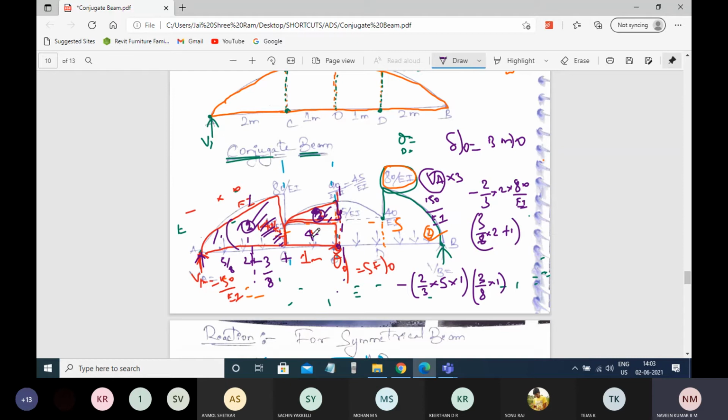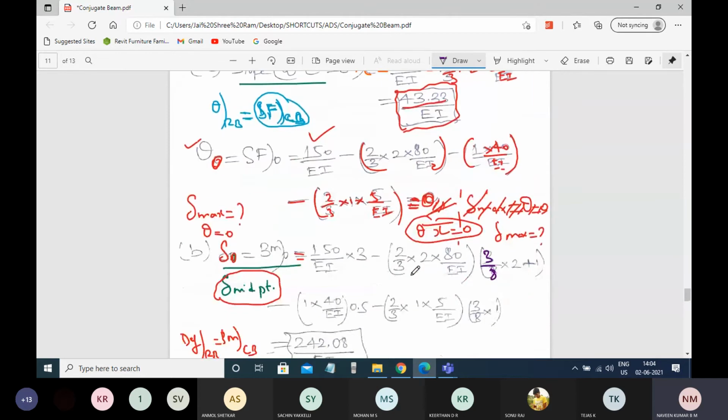Okay, so next go for this particular rectangle. So minus of 1 times of, what is the intensity of the moment? 40 by EI, and again 1 by 2. The centroid distance from here to here is half. So those same values you can see over here.